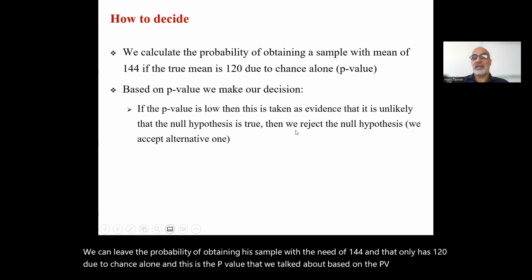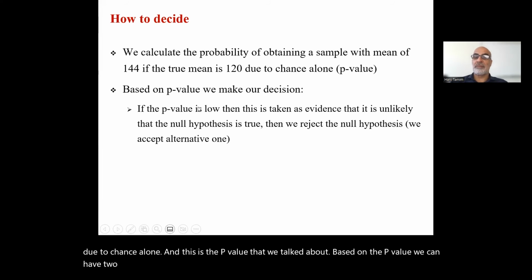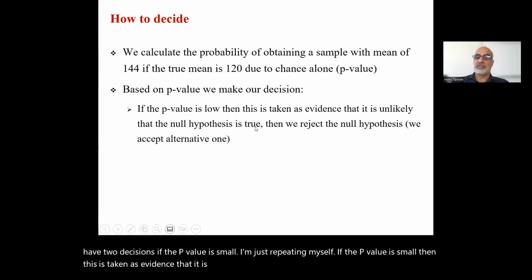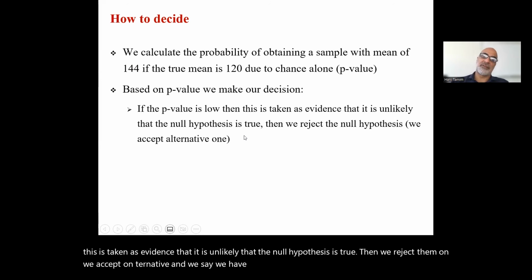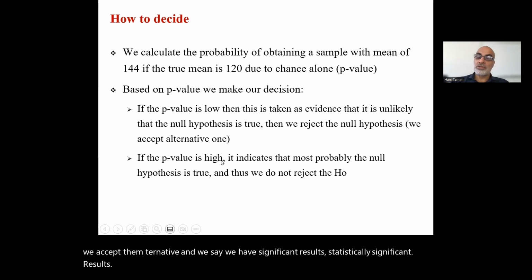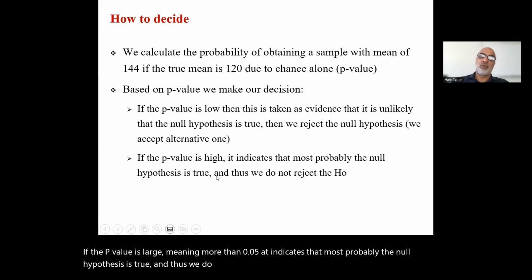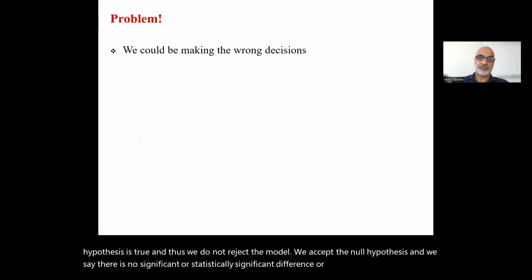Based on the p-value, we can have two decisions. If the p-value is small, then this is taken as evidence that it is unlikely that the null hypothesis is true. Then we reject the null, we accept the alternative, and we say we have statistically significant results. If the p-value is large, meaning more than 0.05, it indicates that most probably the null hypothesis is true, and thus we do not reject the null, we accept the null hypothesis, and we say there is no statistically significant difference or association.